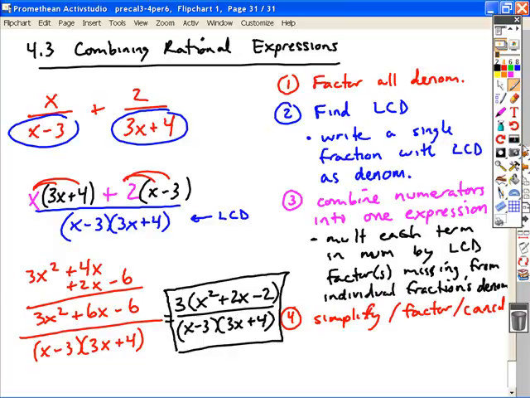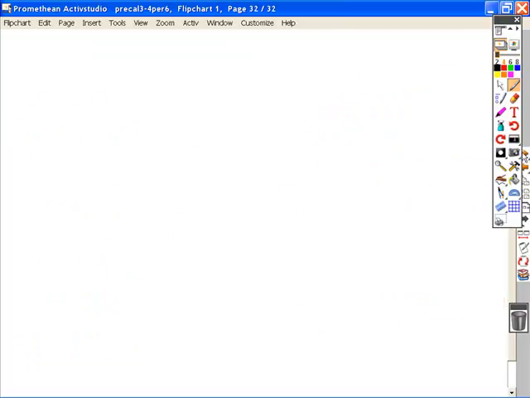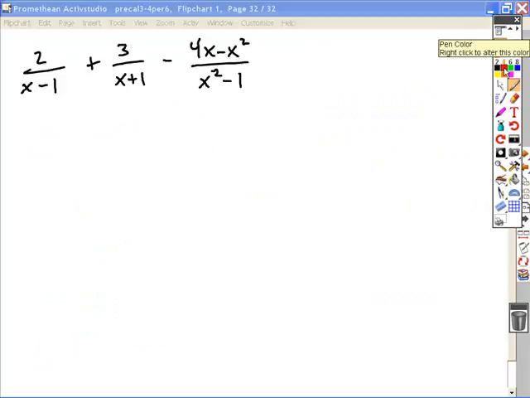All right, let's take another example. I want to talk through the different steps, and then I'll give you one to do on your own. All right, here's one that involves both adding and subtracting.